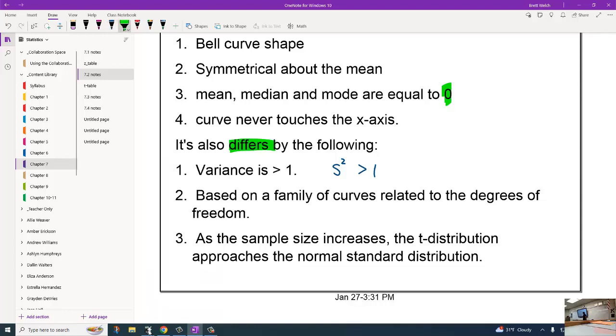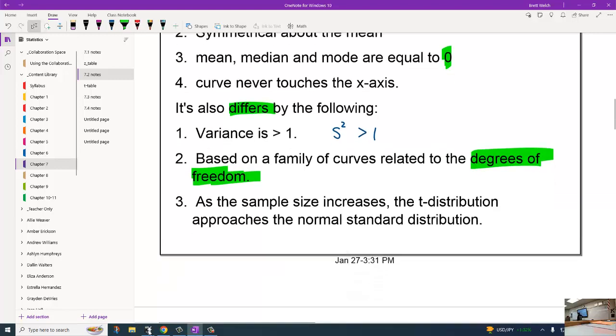We're going to talk about that family of curves as being defined by what are called degrees of freedom, which we'll talk more about. And third, as the sample size increases, the t-distribution will get closer to the normal distribution. The bigger the sample, the better. So could I say let's do a sample of 1,000 people? Sure. It's going to take a lot of work to do that though. And so the question is how perfect do I need this to be? The fewer people I sample, the easier it is to sample, but the less the graph fits the normal distribution. So we like big sample sizes.